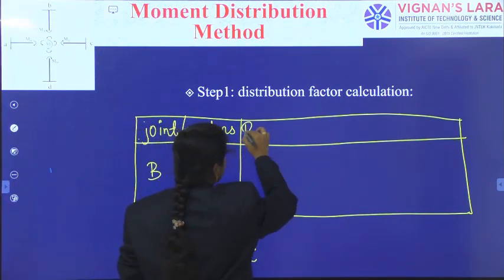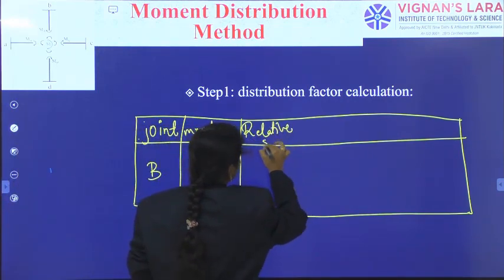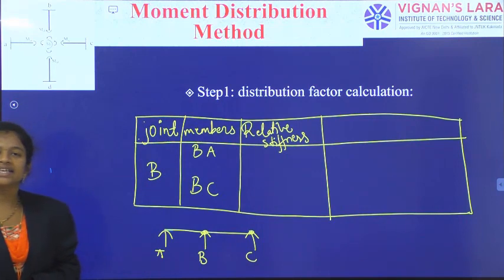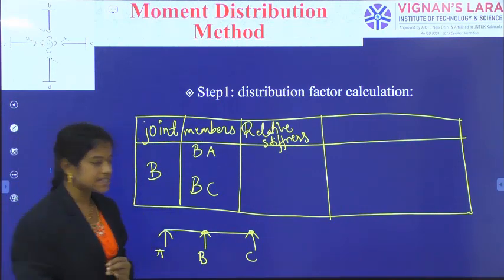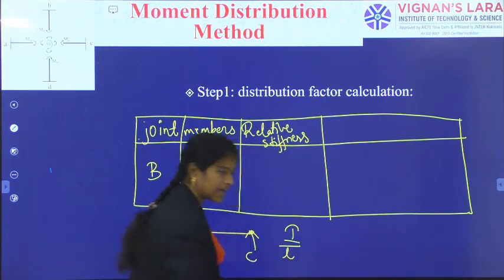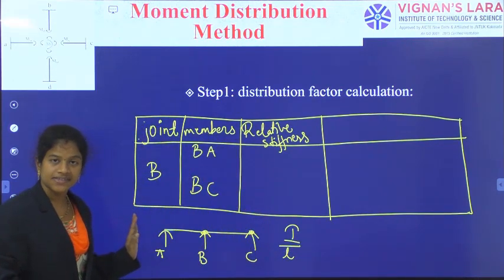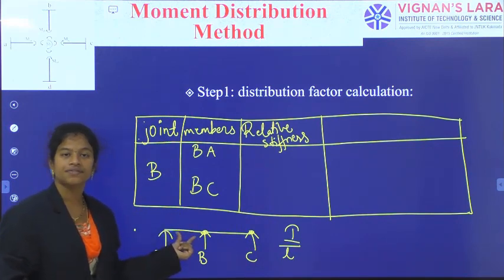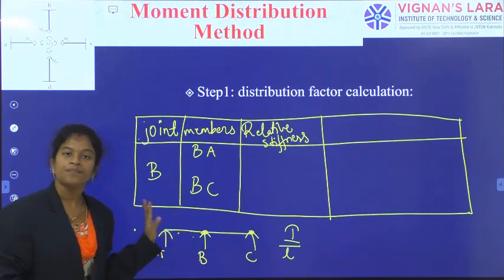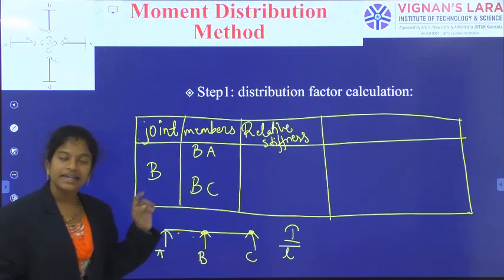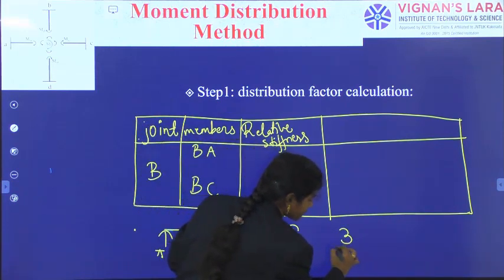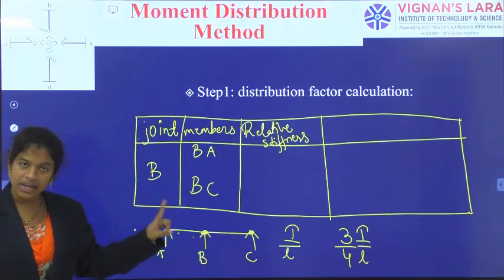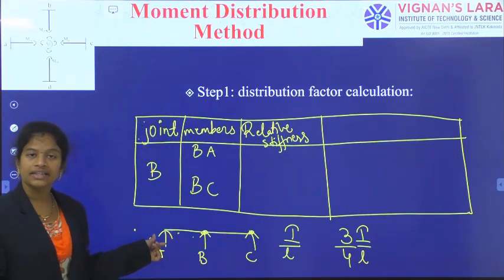Next calculation is relative stiffness. What is the relative stiffness formula? Relative stiffness is I by L if the farther end is fixed. Relative stiffness of a member is I by L, the ratio of moment of inertia of the member to the length of the member, when the farther end is fixed. And the relative stiffness is 3/4 of I by L when the farther end is hinged.